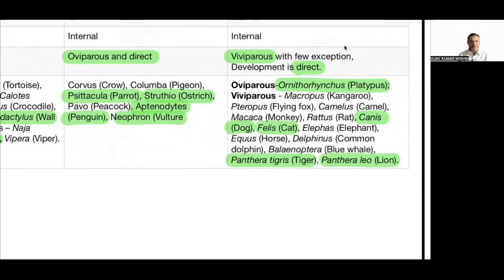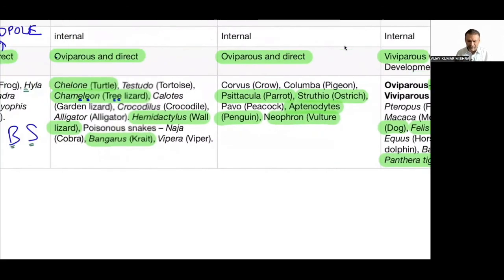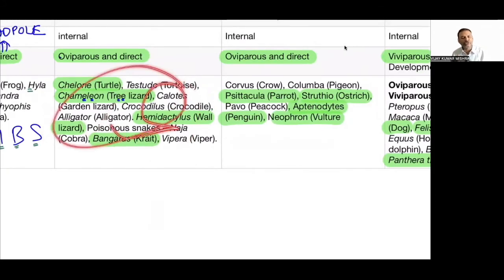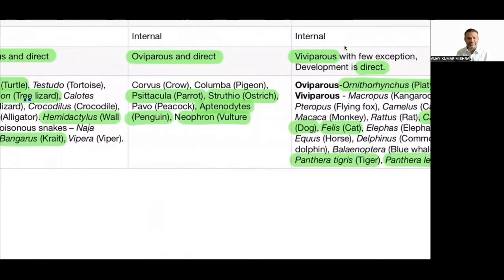As we go from non-chordates to chordates, we are more familiar with the chordates. You might have seen them on the Discovery Channel or somewhere. So it is very easy to remember their names as well. But in the case of invertebrates, it was a very difficult situation for you, and that's why we have given the trick for that.